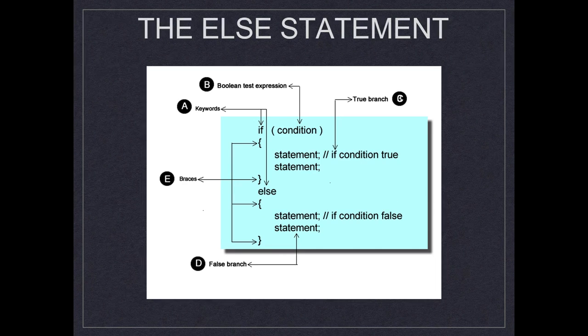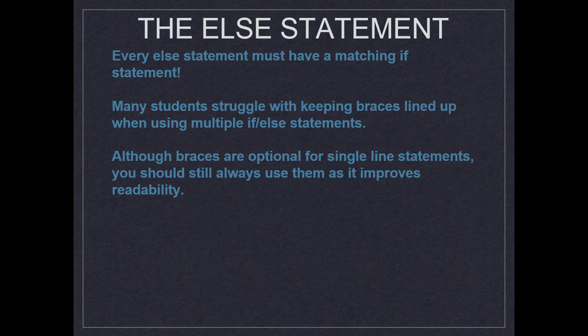All right, moving on. Here are some things to look out for, some bullet points. Every else statement must have a matching if statement. Again, you can't just have a dangling else somewhere. That's weird, and it doesn't work that way. Many students struggle with keeping the braces lined up on their if and else statements, and that tends to get a little out of control when you start having multiple if and else statements running around. We're going to take a look at that a little bit later as well.